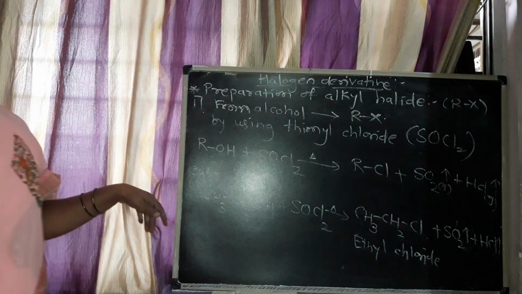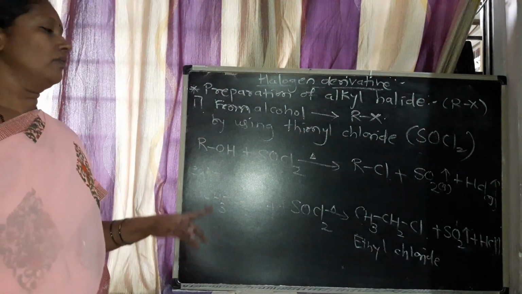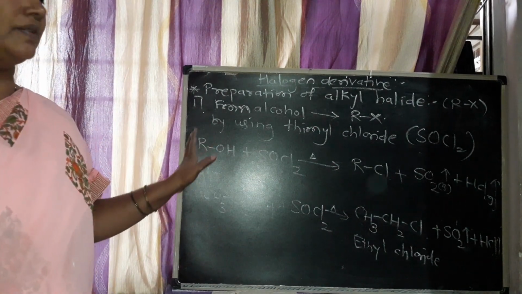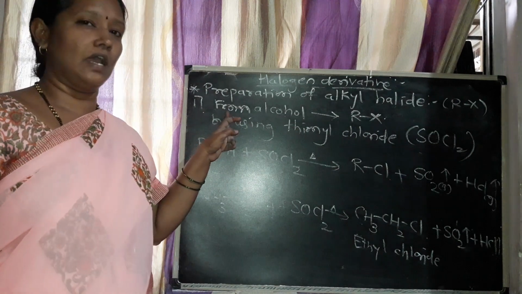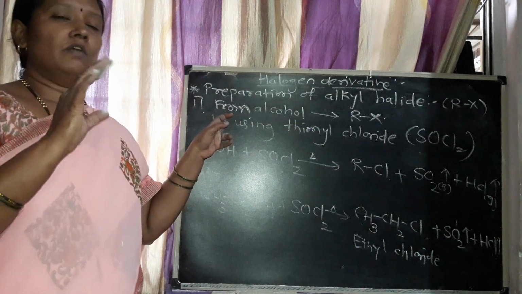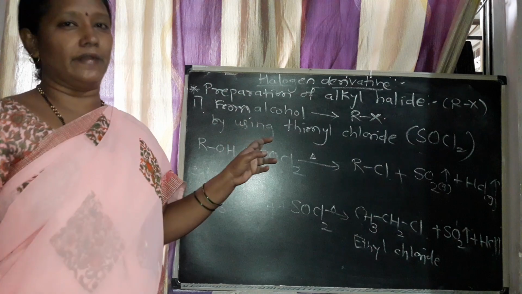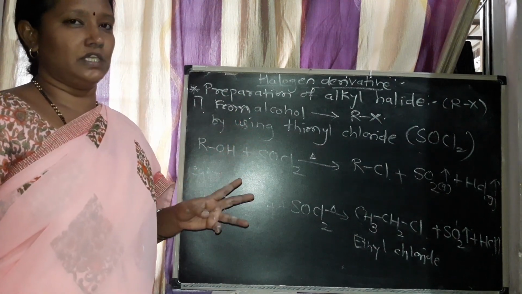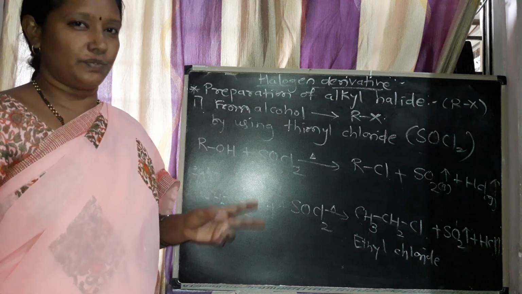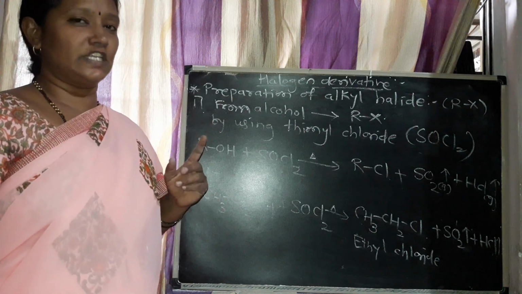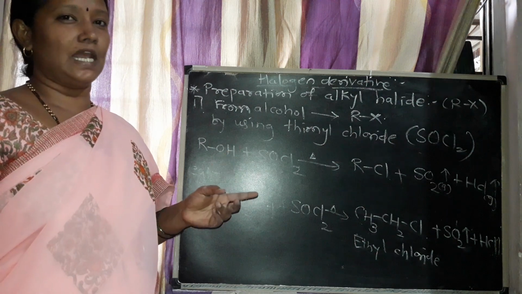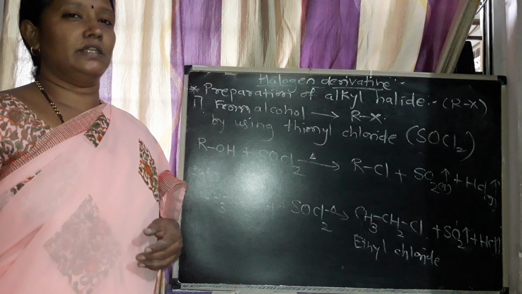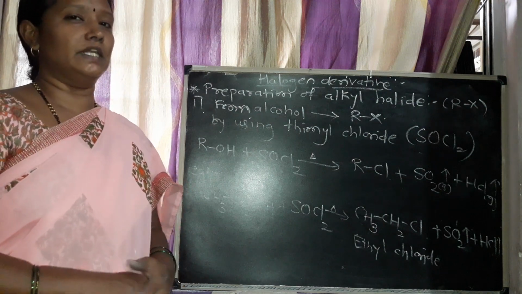Then by using any alcohol, we can also prepare the alkyl halide. Then, students, after this first preparation, that is from alcohol, in these 5 sub-reactions we studied today. First, by using hydrogen halide, means HCl. Second, by using HBr. Third, by using HI. Fourth, phosphorus halide, and fifth, by using thionyl chloride. Then in the next video we will study the next preparation.